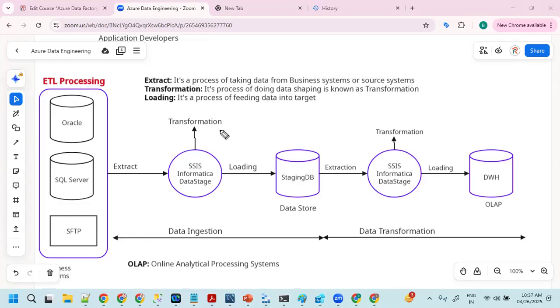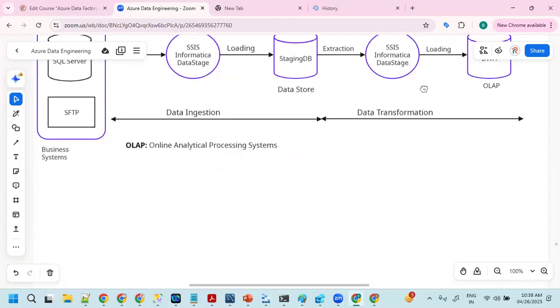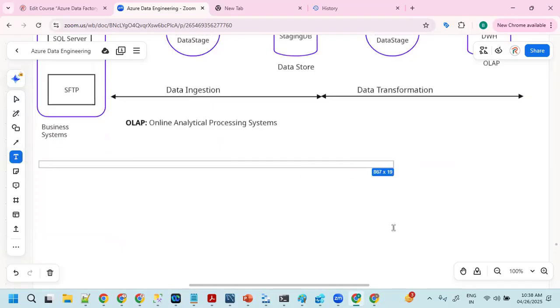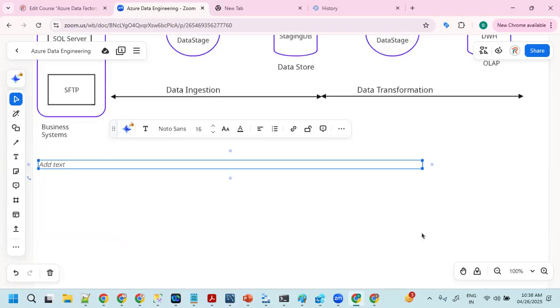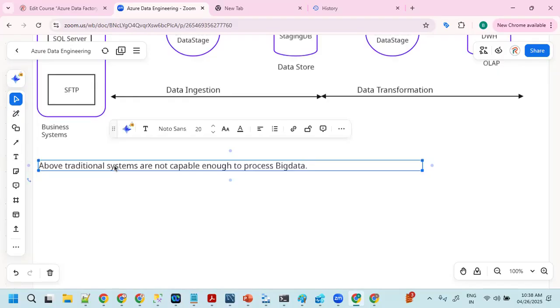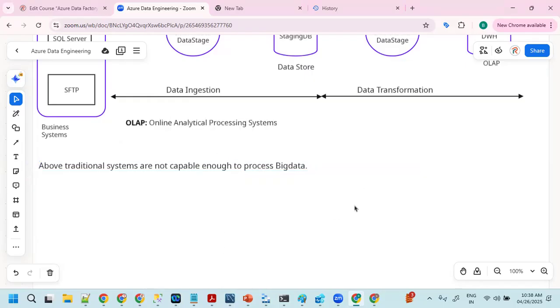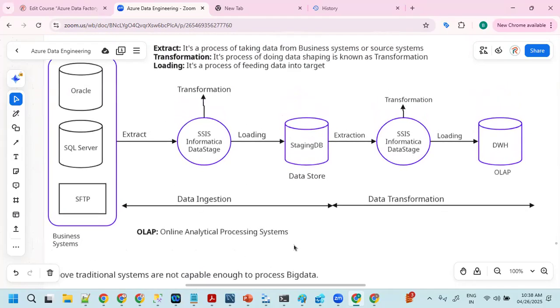So you need to understand the problems, right? What problems were there when we went with the traditional approach? The very first problem, or the only one problem I would say, is big data. Traditional systems are not capable enough to process big data. So that is a major problem. This is the only one limitation. This limitation says your traditional system is not capable enough to process your big data.